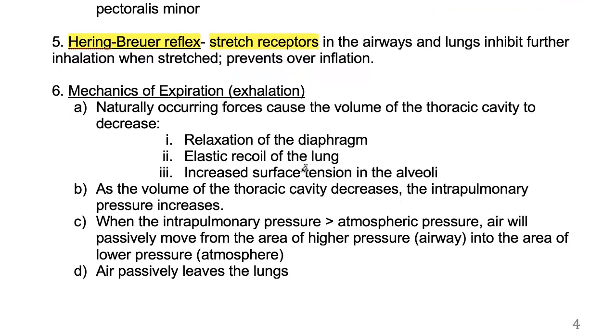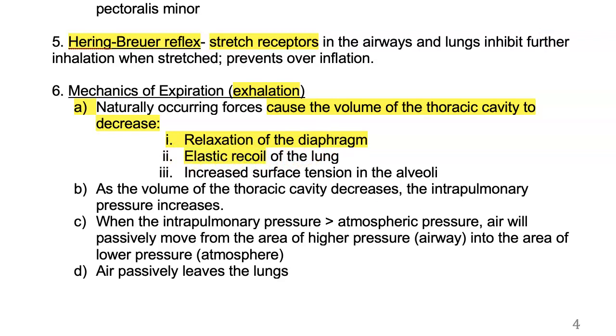Now, as far as exhalation, that's much more passive than inhalation. Because with inhalation, you have to contract muscles, right, to make the volume of the thoracic cavity increase. But to cause the thoracic cavity volume to decrease, really you're just looking at everything going back to normal. So if the diaphragm relaxes, it becomes more dome-shaped again, right? It's going to jut back up into the thoracic cavity. And we know that our lungs have elastic recoil.